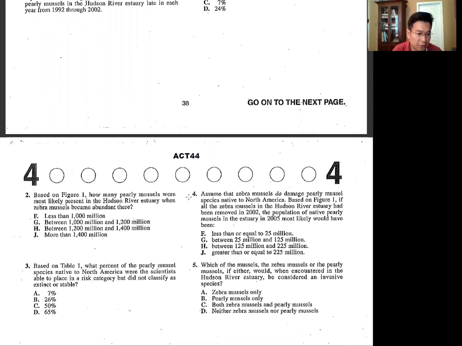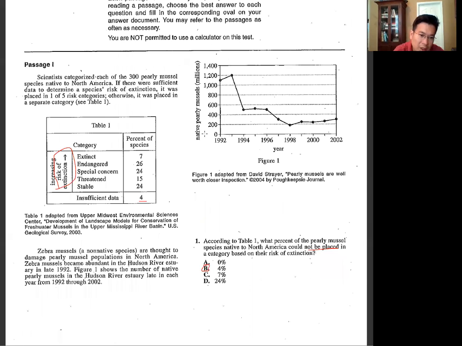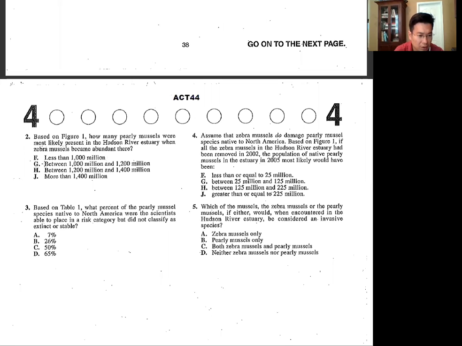Number two, based on Figure 1, how many pearly mussels were most likely present in the Hudson River estuary when zebra mussels became abundant there? So you go to Figure 1. It says native pearly mussels, in millions, and abundant means maybe like this, so it's between 11 and 12 million. This one. Okay, G.